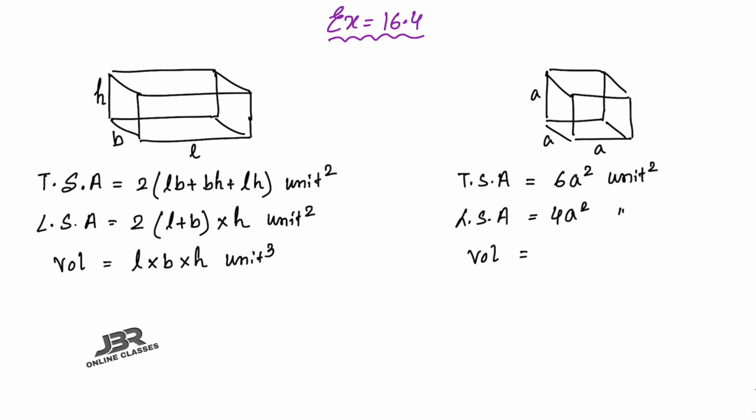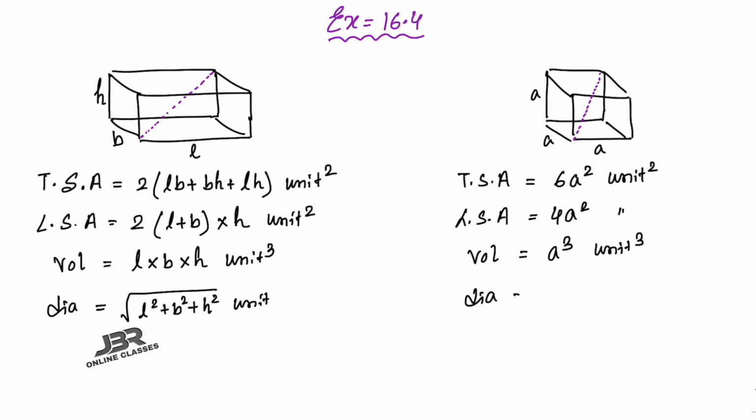The volume of a cube is a cube, here also unit cube. Now the last one, the diagonal of a cuboid and a cube. Diagonal means from one vertex to the opposite one, so it is the longest line in a cuboid and also in a cube. The diagonal formula for a cuboid is root over L square plus B square plus H square, unit, and for a cube the diagonal equals root 3 a unit. So these are the formulas.